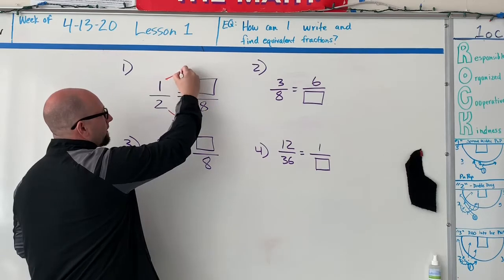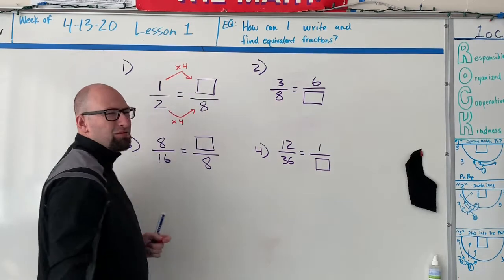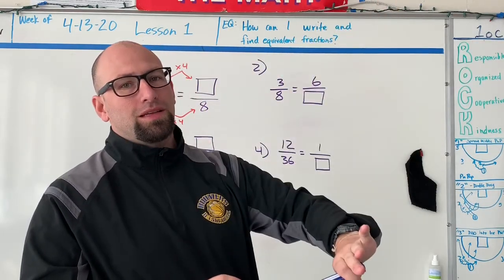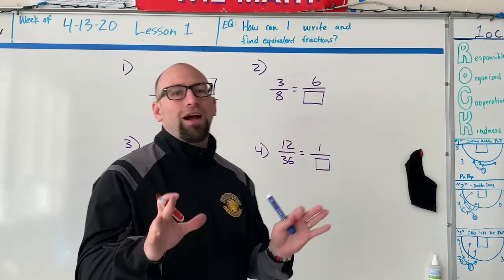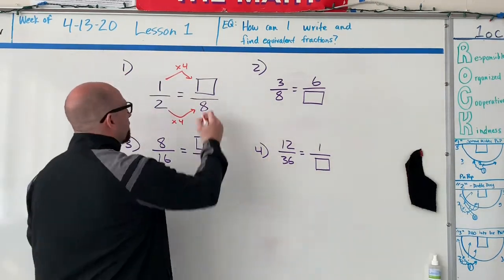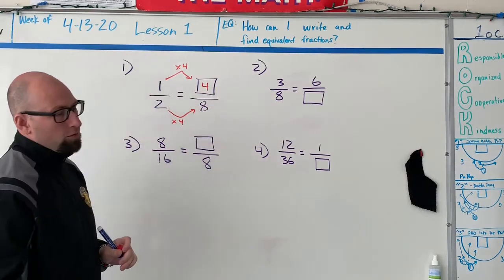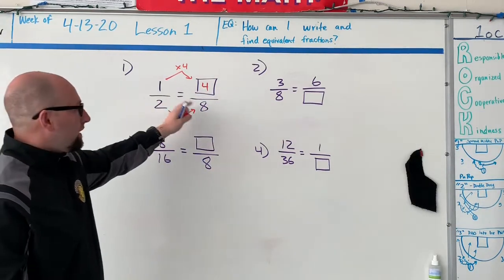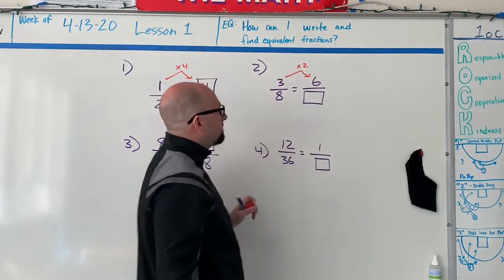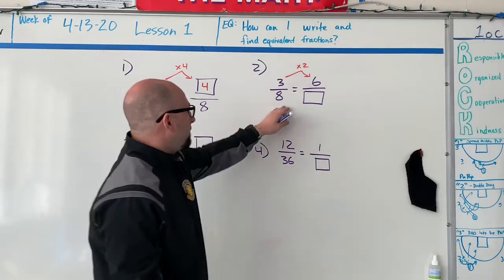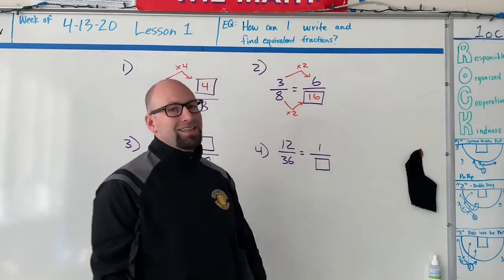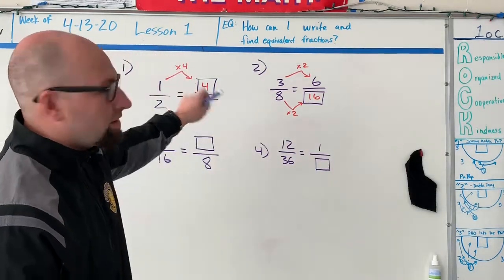And then from here to here, we do the same thing. That's the thing with equivalent fractions: you multiply the numerator, the top number, by the same number as the denominator. So if you find that number, just make sure you do it on the top and the bottom so it's equivalent. 1 times 4 is 4. So there you go, 4 over 8 is equivalent to 1/2. Over here, we're getting larger, and we're going to multiply this one by 2. 3 times 2 equals 6. And then we multiply this by 2. 8 times 2 equals 16. So 6/16 is equivalent to 3/8.